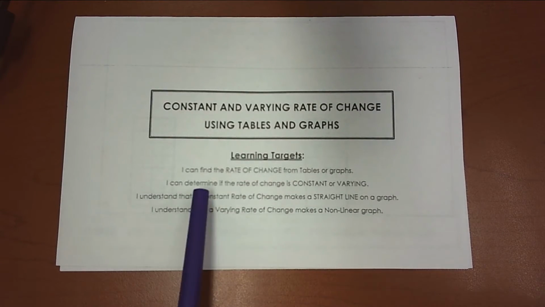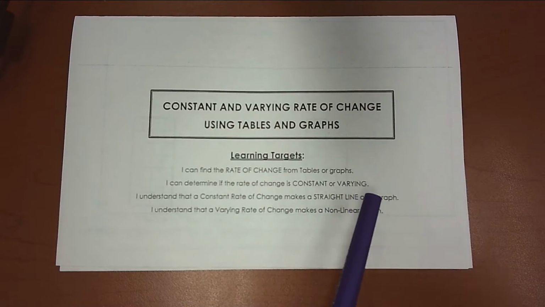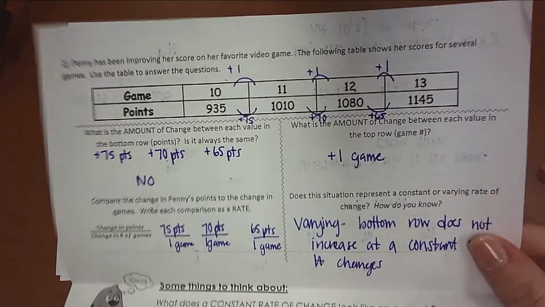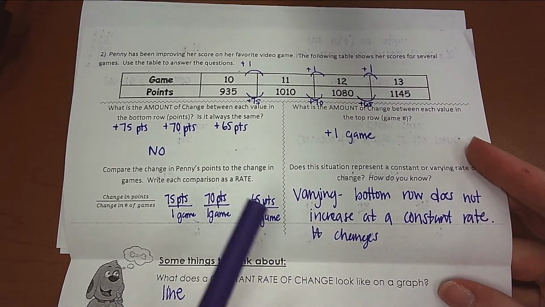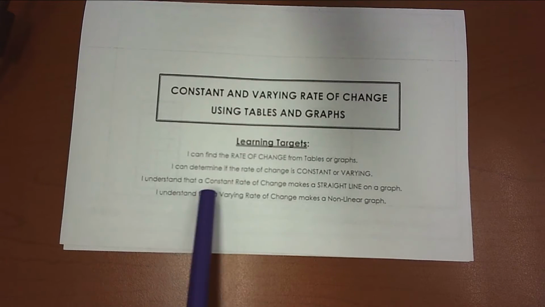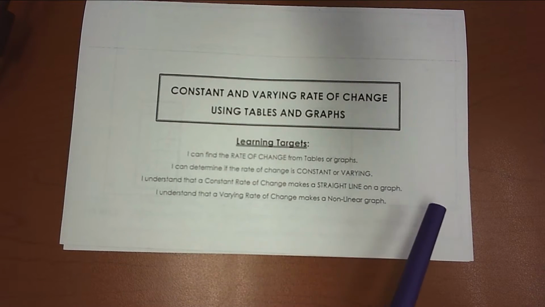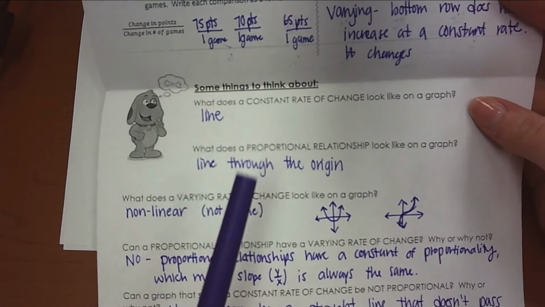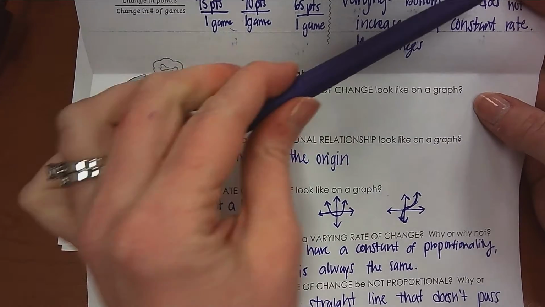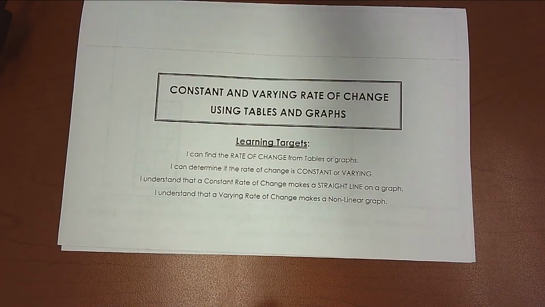I can determine if the rate of change is constant or varying, which again, we did that here. We did, does this represent constant or varying? This one was constant. This one was varying because it changed from time to time. I can understand that constant rate of change makes a straight line on a graph. We did that down here in our points to ponder. What does constant rate of change look like on a graph? It's linear, or it forms a line.